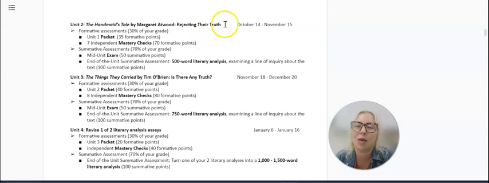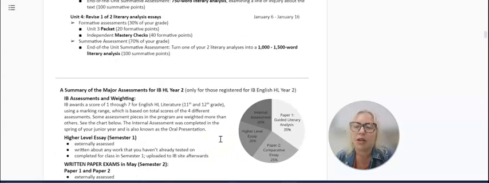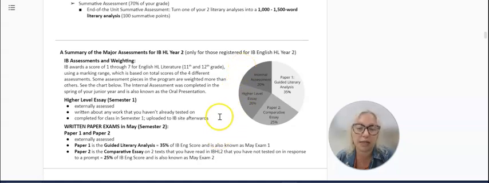Unit 2 is really about rejecting the truth of the totalitarian voice that's trying to manipulate what the individuals in the society know and believe as the truth. Unit 3 is questioning if there is any truth, ever, period. And then finally, in that last unit, which is just a couple of weeks, you're going to revise one of your 2 literary analyses.